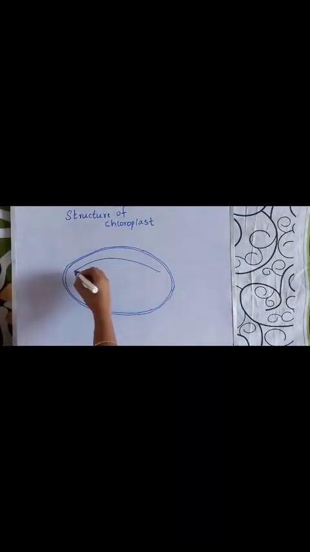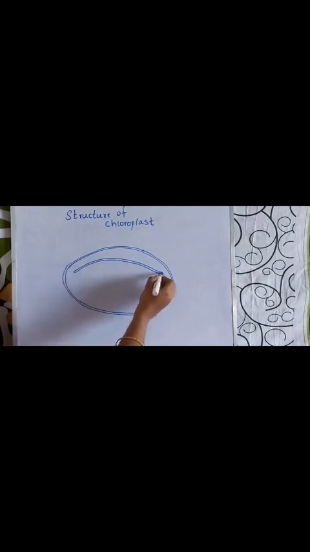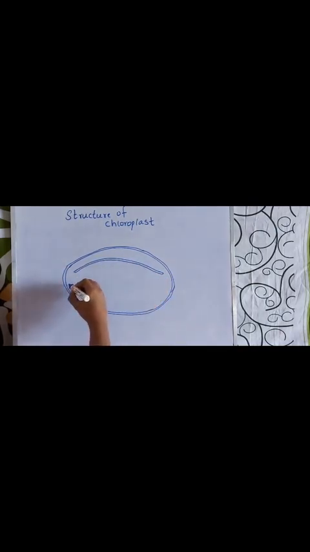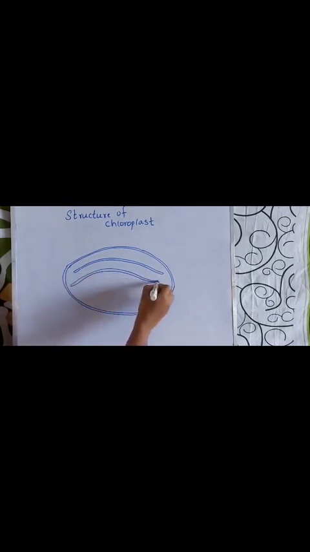Now let us learn the diagram of chloroplast. First you have to draw an oval shaped structure. It should be a double line. Inside that we have to draw thin long thread like structures like this, 3 or 4, onto which we have to draw thylakoids, and they should be connected with each other.